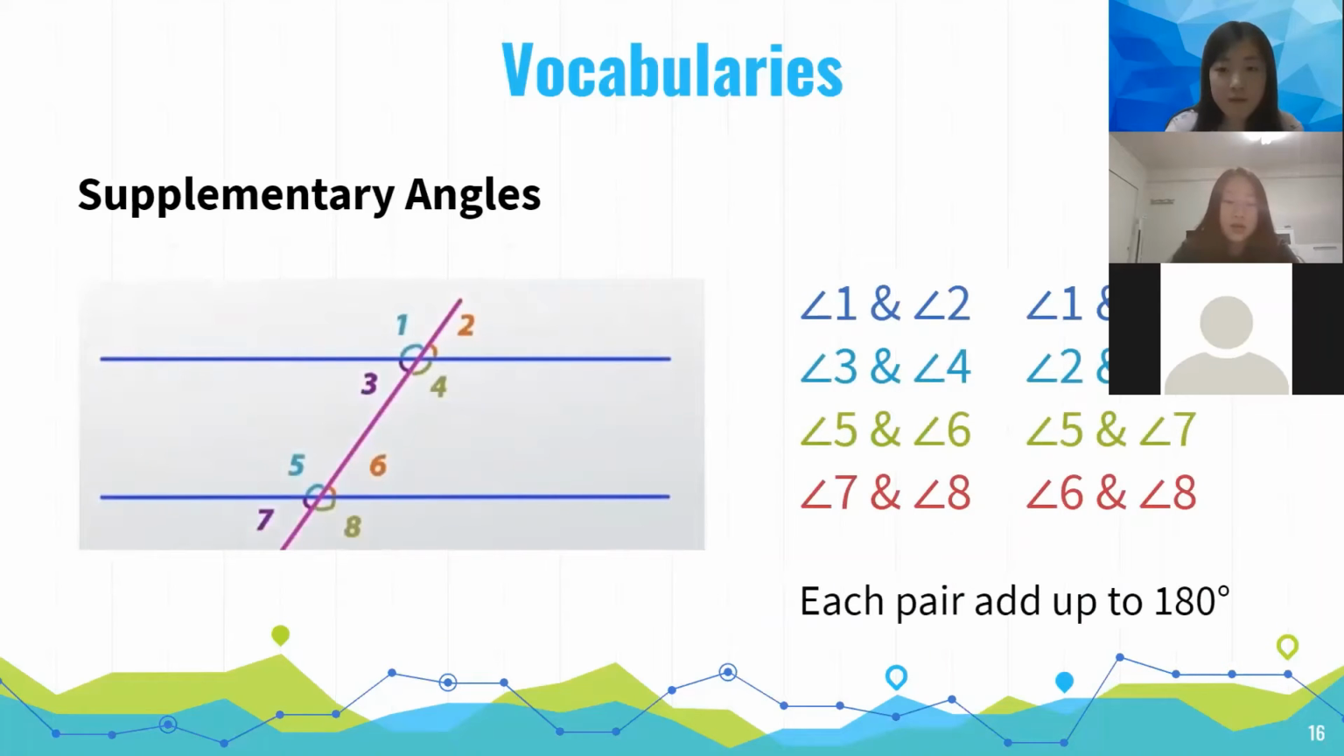Okay, supplementary angles, as we talked before, they add up to a 180 degree angle. So basically when they're on the same line, they add up to 180. And in here we have 8 pairs, which are 1 and 2, 1 and 3, 3 and 4, 2 and 4, 5 and 6, 5 and 7, 7 and 8, and 6 and 8. So 1 and 2 add up to 180, but 1 and 3 also add up to 180. So they are all supplementary angles.